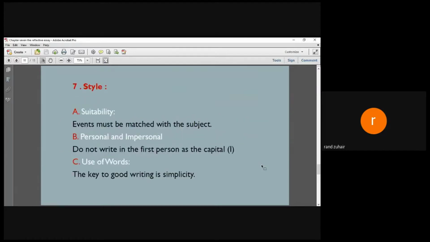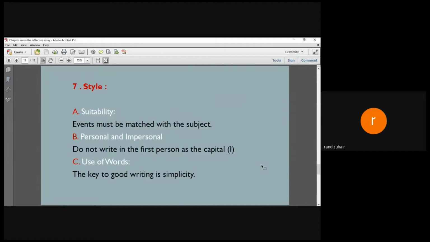Okay. Number 7, style. Of course each essay must have a style. Style has 3 divisions. A, suitability. B, personal and impersonal. C, use of words. Suitability: events must be matched to the subject, as we agreed. Each sentence in your essay, in the paragraphs of the essay, must be matched to the title itself. Okay. B, personal and impersonal.